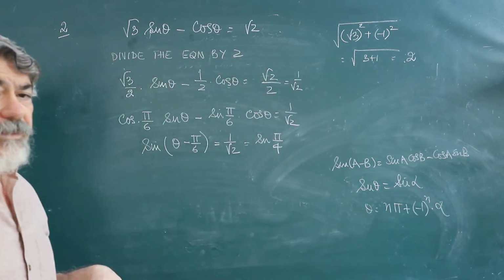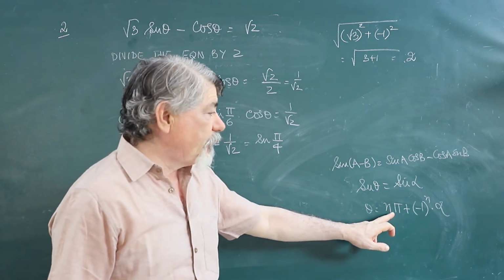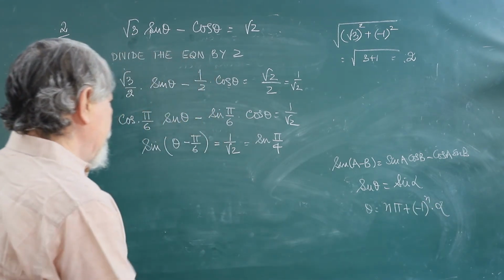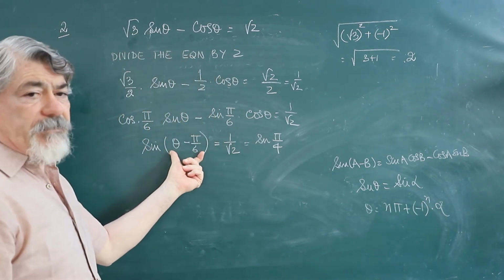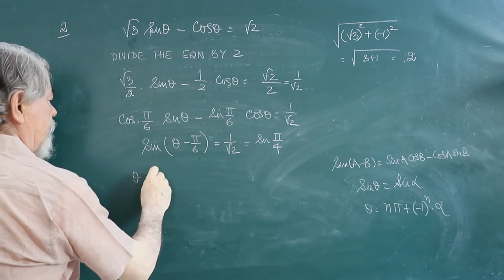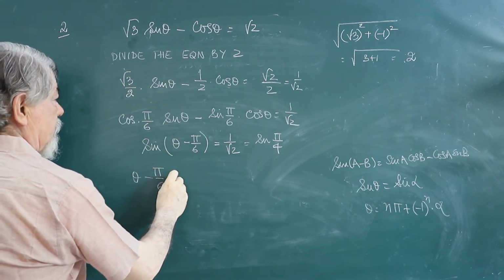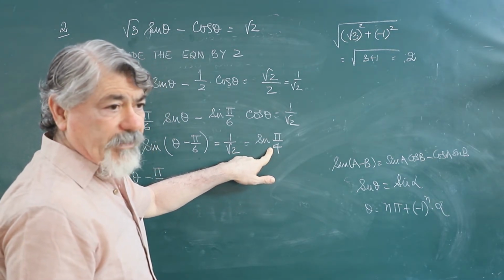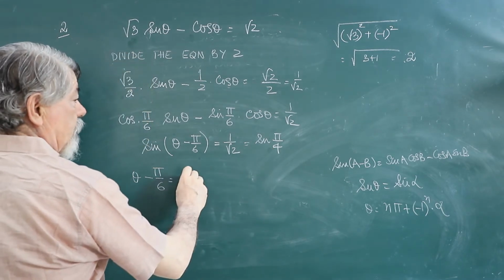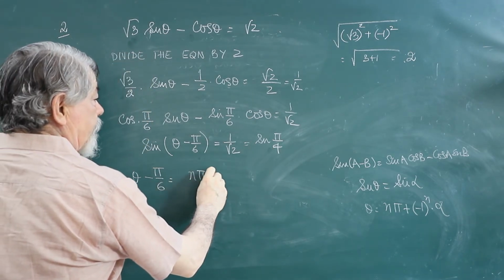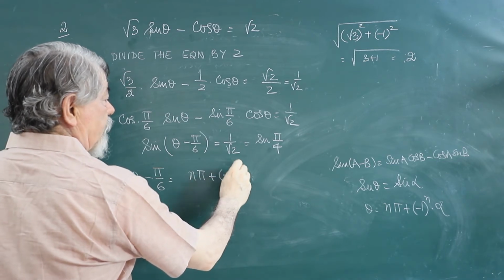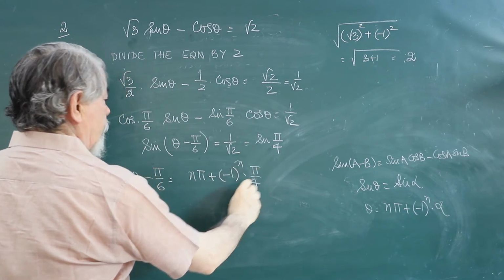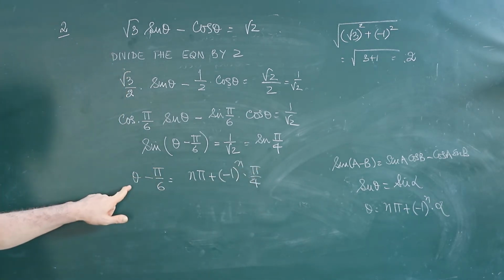When sin theta is equal to sin alpha, then theta is given by the formula n pi plus minus 1 to the power n into alpha. Here in place of theta, it is theta minus pi by 6. Theta minus pi by 6 is equal to, instead of alpha it is pi by 4. So I will write it as n pi plus minus 1 to the power n, and alpha is what? Pi upon 4.